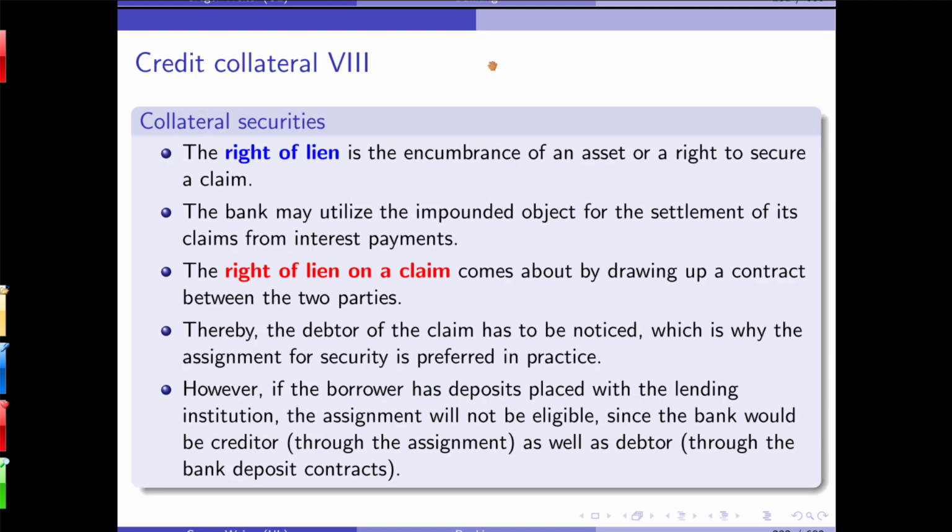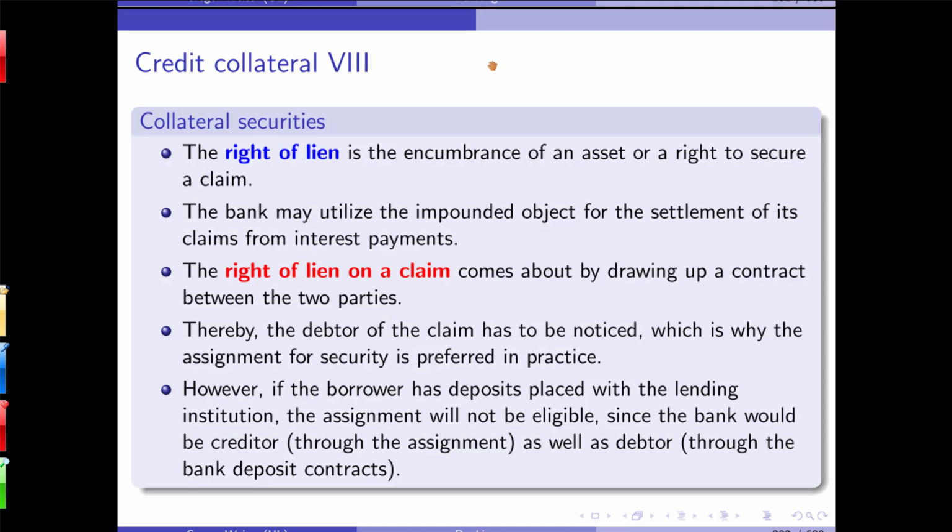Right of lien is the encumbrance of an asset or right to secure a claim. The bank may utilize the impounded object for the settlement of its claims from interest payments, and the right of lien on a claim comes about by drawing up a contract between the two parties. Thereby, the debtor of the claim has to be notified, which is why the assignment for security is preferred in practice. The difference is that in some cases, you will sign over the rights, but for example, if you sign over a claim to a loan, the person who has received the loan does not need to be notified. It doesn't get any notice of that.